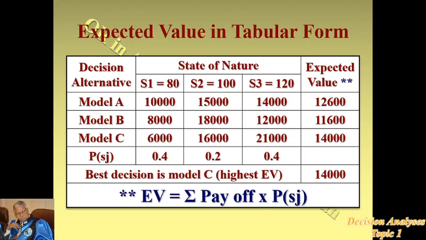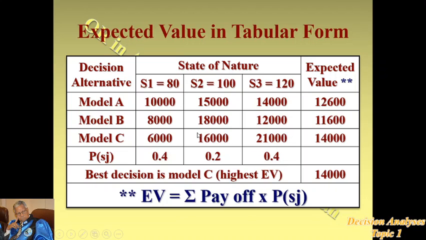How can we apply the approach? By calculating the expected value. What will be the expected value of model A? The expected value of model A is 10,000 times 0.4 plus 15,000 times 0.2 plus 14,000 times 0.4. The result will be 12,600. You can calculate it.